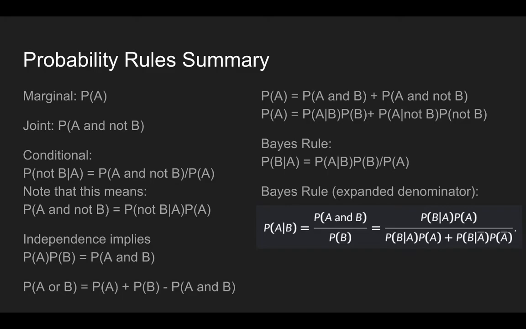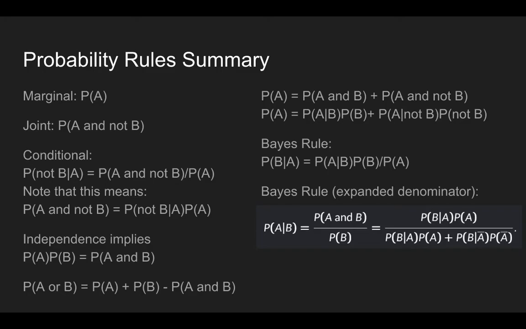Sometimes it's hard to remember which marginals to divide by. You're dividing by the one that's on the bottom, so to speak, of the bar. Don't worry about it. Probability of A and not B, probability of not B given A, and the probability of A. That's simply taking this and multiplying both sides by the probability of A, and you can get the joint by multiplying the conditional and the marginal.